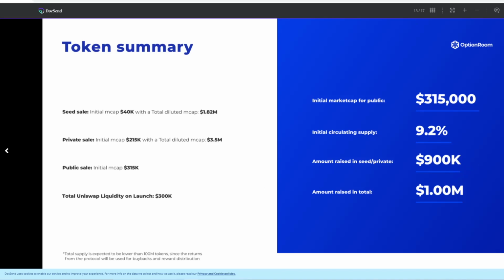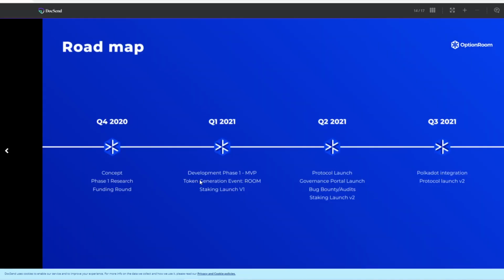Then it goes down, and this is the roadmap. So the roadmap is Q1 2021, so that's where we are now. Staking launch V1. Development phase, MVP. Okay, so I want to see the MVP, because this is very important. If they have an MVP, that's building a lot of confidence straight away. Then they're having a protocol launch in the second quarter, governance protocol and audit. So I think they have a clear timeline and plan, and if they can achieve that, this is a good long-term project.